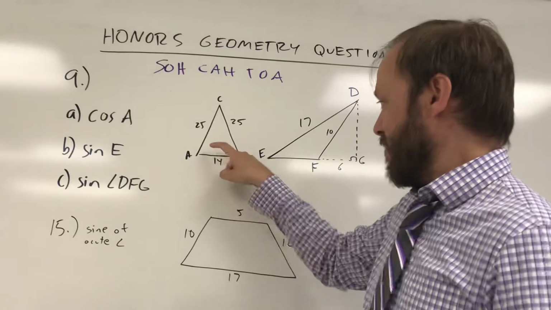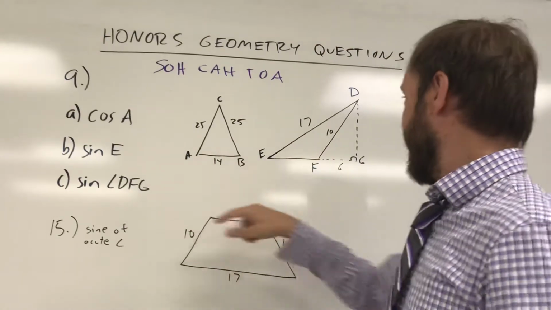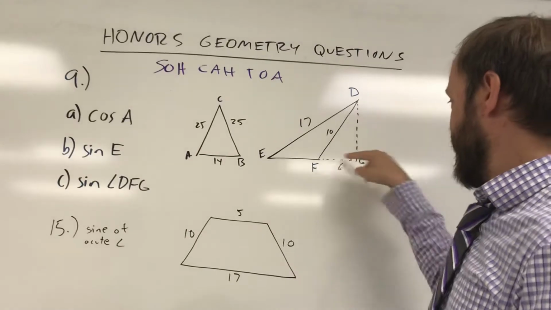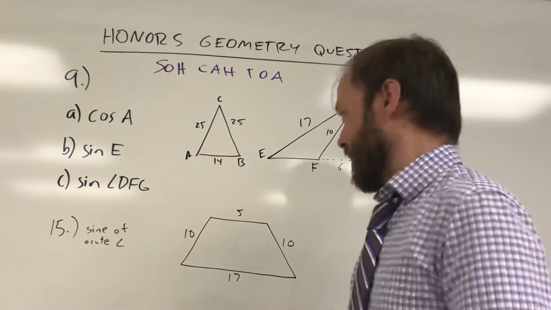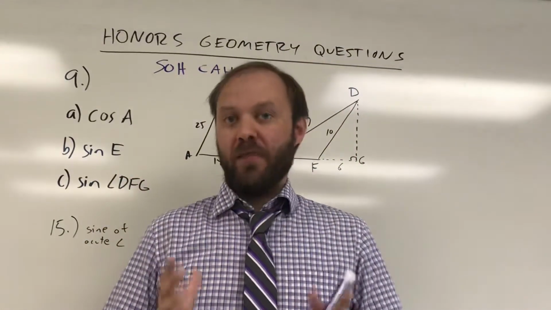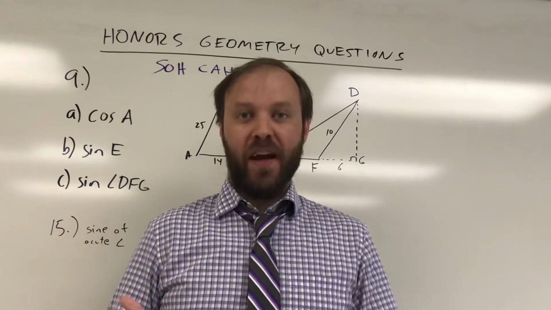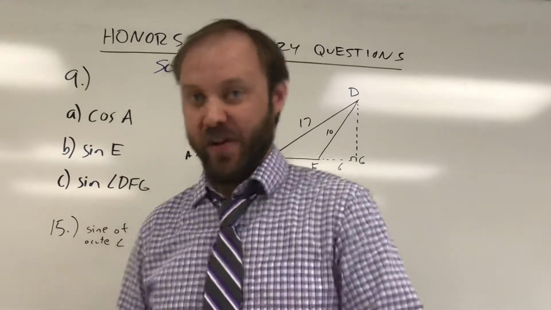They ask you to find the cosine of angle A, the sine of angle E, which is over here, and the sine of DFG, which is this angle right here. All right, let's take a look first at the cosine of angle A. For right now, the only trig we know how to work with is right triangle trig. So if they don't give you a right triangle, you're going to need to make a right triangle somewhere.